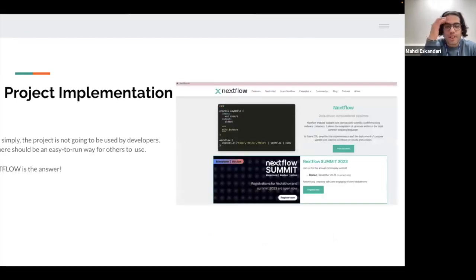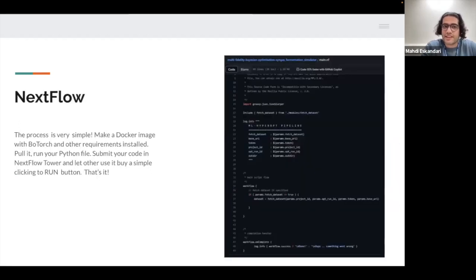In order to implement the project, we use Nextflow. The reason for choosing Nextflow is that this project is not going to be used by us. We are going to give this problem to chemists to use in their laboratory. So they are not developers, and they should have a user-friendly interface to work with. So Nextflow is the answer.